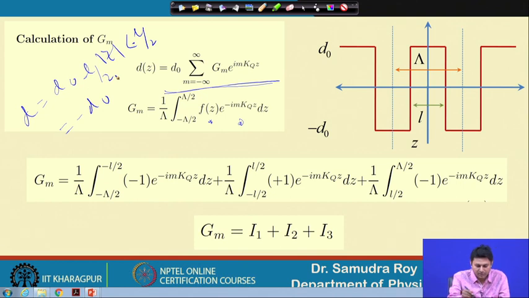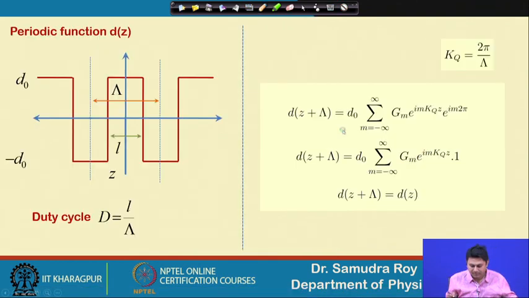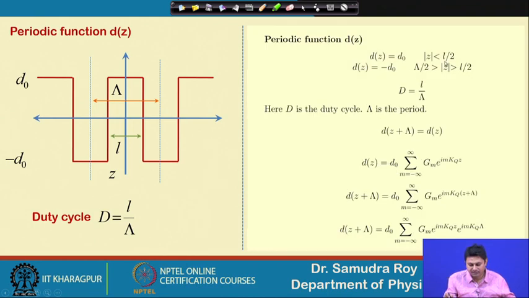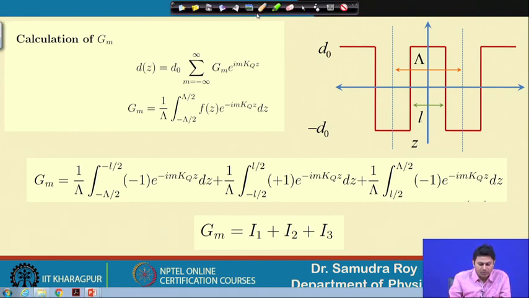Okay, so let me go back to the previous slide. Then the definition of the d function is there. So, it is less than L by 2 and greater than L by 2. When I put the mod sign, I do not need to put the other limit. So, this is the definition of the d function. Now what we will do here, we will find out what my Gm is. Gm is defined by this.